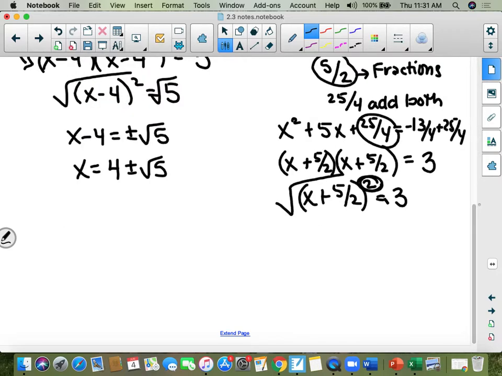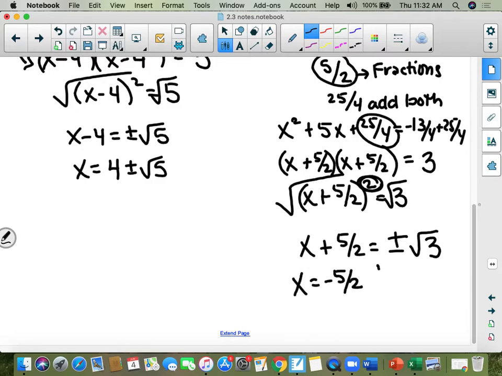Now I'm going to square root both sides. I'm going to get x plus 5 halves is equal to, don't forget the plus or minus, the square root of 3. So x is equal to negative 5 halves plus or minus root 3. And that's the third method, called completing the square.